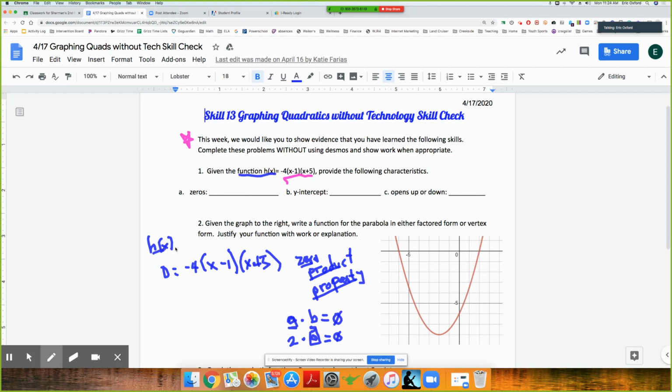So we're going to make h of x 0 here. We're just going to put 0 in place of h of x. And we're going to say -4 times x minus 1 times x plus 5 equals 0. So if we multiply a bunch of numbers together, then this number has to be 0 or this number has to be 0. So x minus 1 must be 0 or x plus 5 must be 0. And we can disregard the -4 right now, because if this is 0, -4 is going to multiply times this and it will be 0. And then 0 will multiply by this and it will be 0.